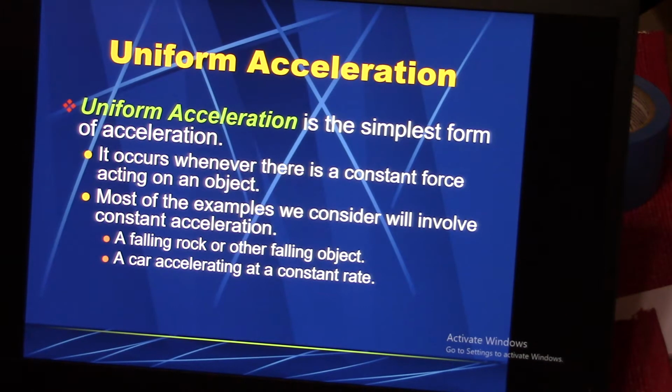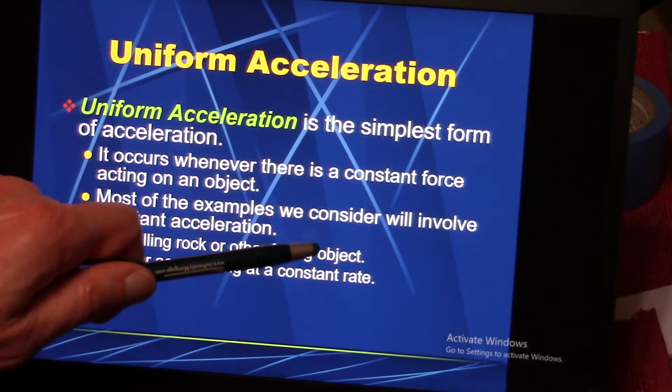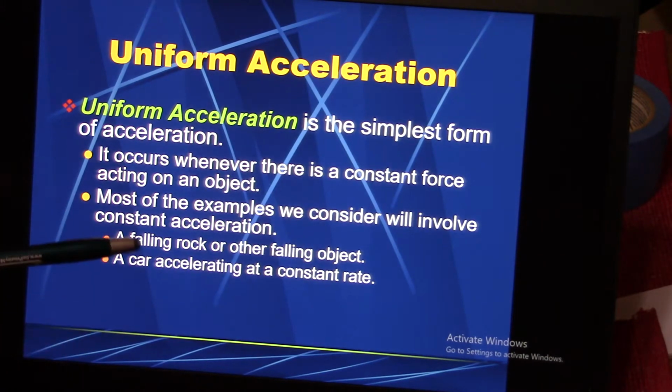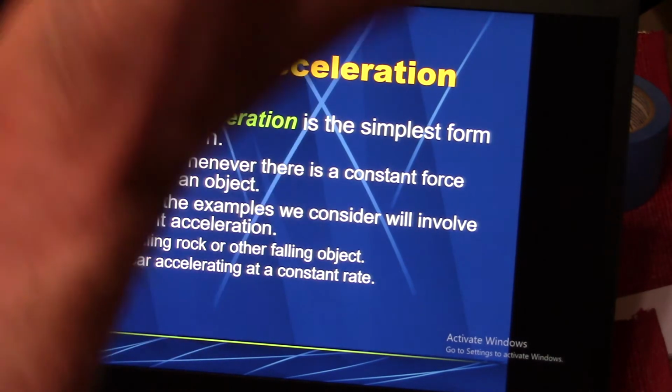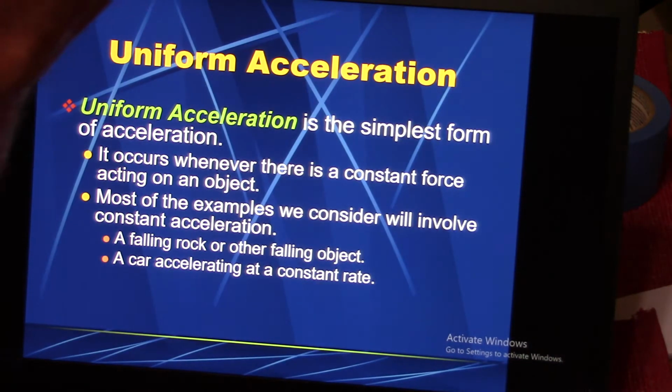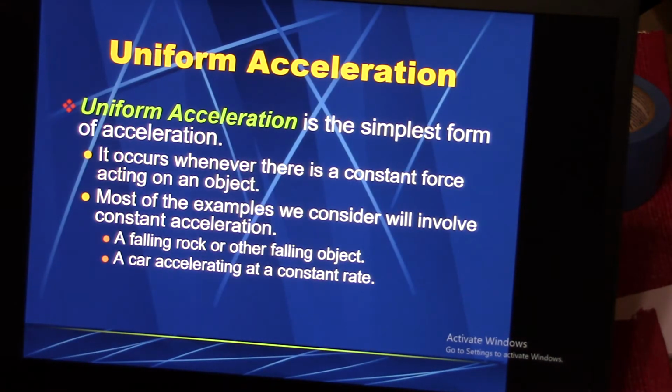We're going to be concerned with uniform acceleration quite a bit for this class. It's a good example, and the math is doable, especially in the beginning. Most of the examples we will consider will involve constant acceleration, right? When things are falling, they're falling at a constant rate. They're falling faster, faster, faster, because gravity is the same force pulling.